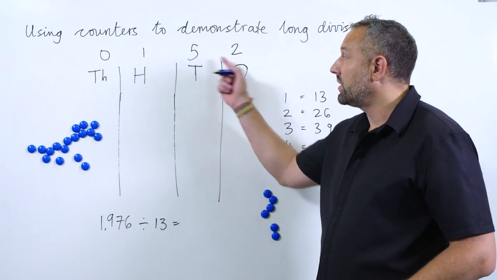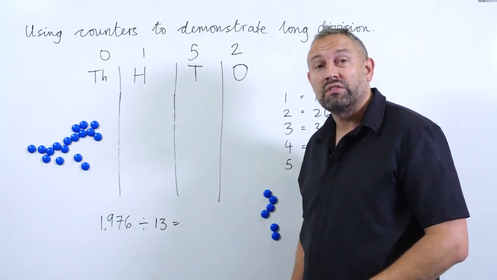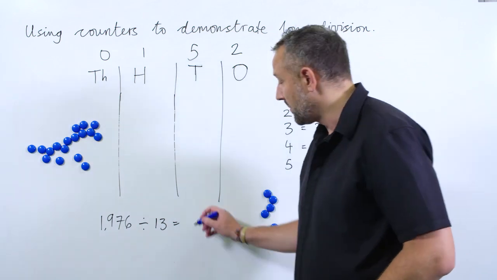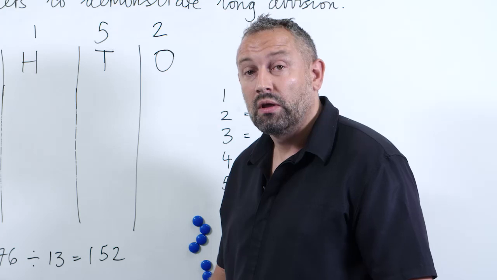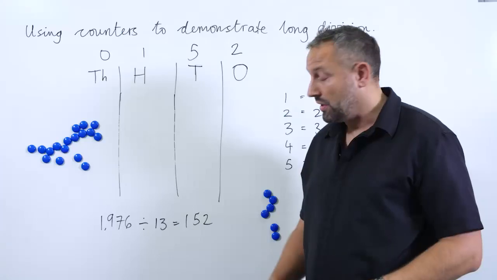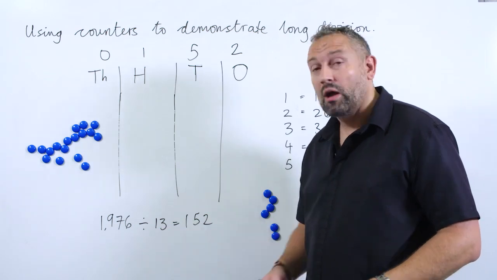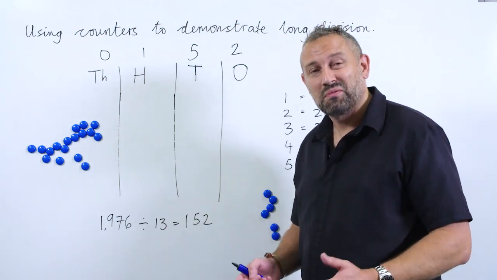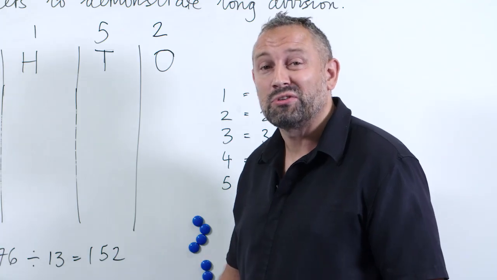So if we look at our answer, 152, our question is 1976 divided by 13, which equals 152. Again, a really useful tip here is to get the children to use the inverse, to do 13 multiplied by 152. And when they get 1976, that shows they've got the right answer. And that's how you can use counters to demonstrate a long division.